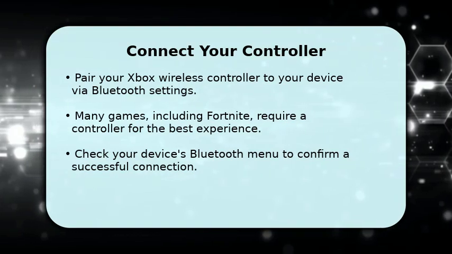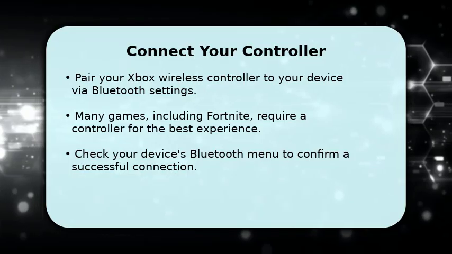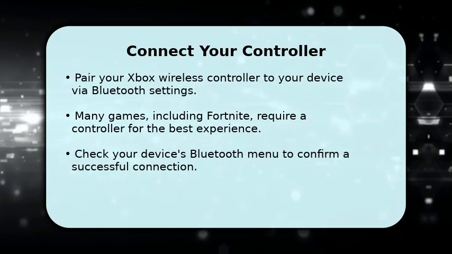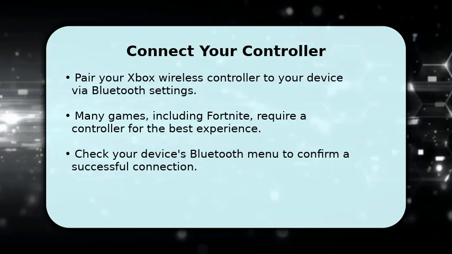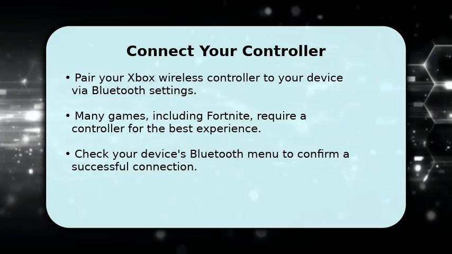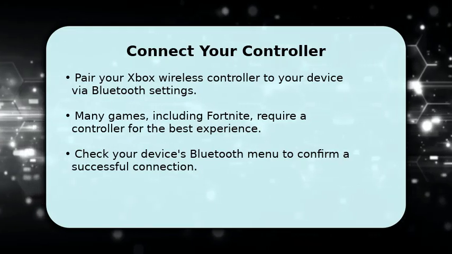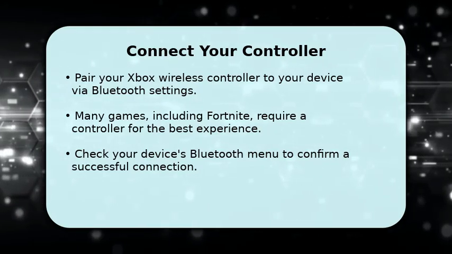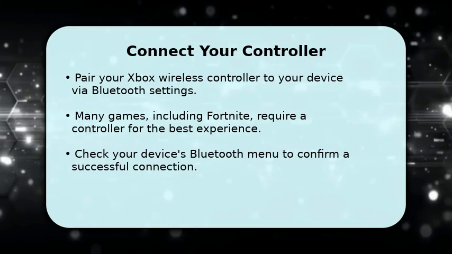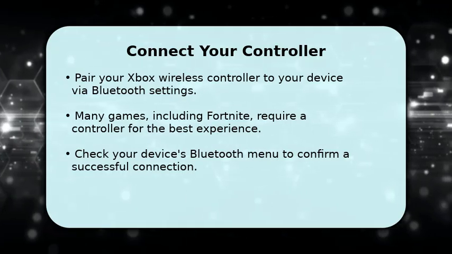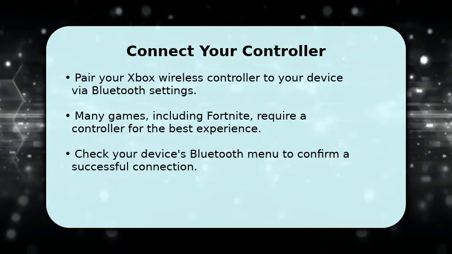Next, you'll want to connect your Xbox wireless controller to your device. This is crucial for an authentic Fortnite experience, as touch controls can be challenging. Go to your device's Bluetooth settings and pair your controller. Hold the pairing button on your controller until the Xbox button flashes, then select it from your device's available Bluetooth devices. A solid light on the Xbox button indicates a successful connection, ready for action.